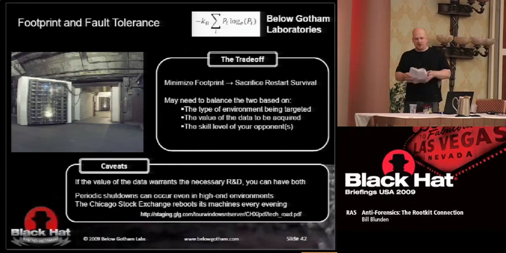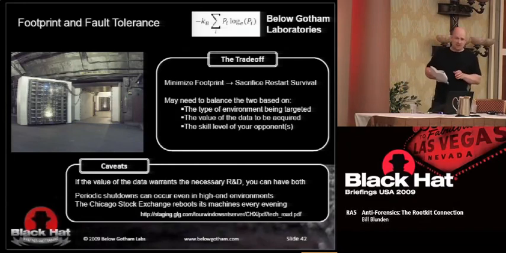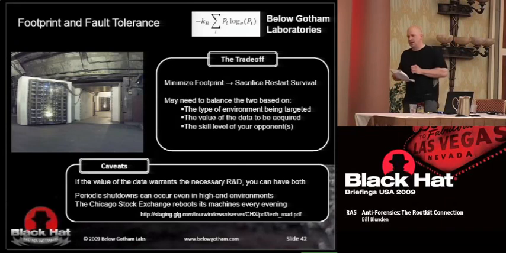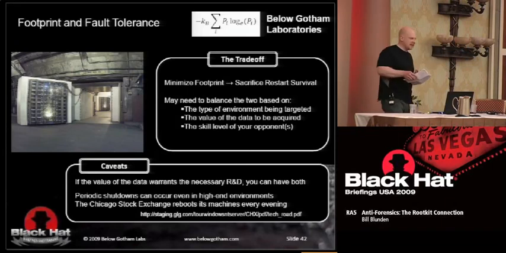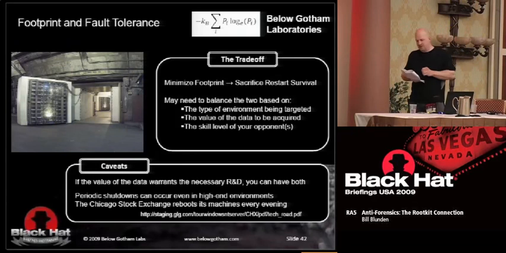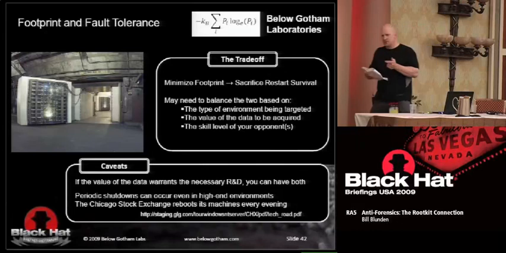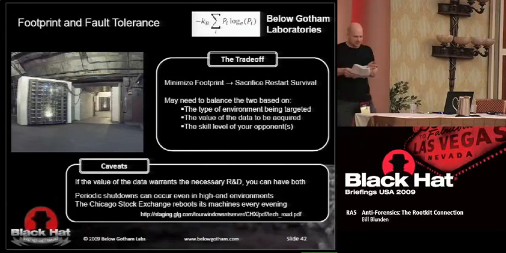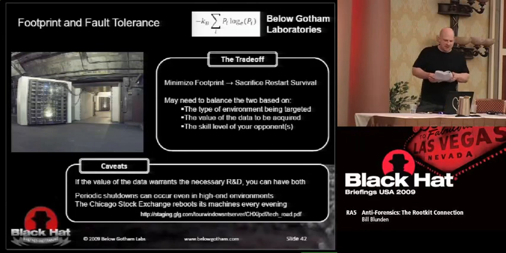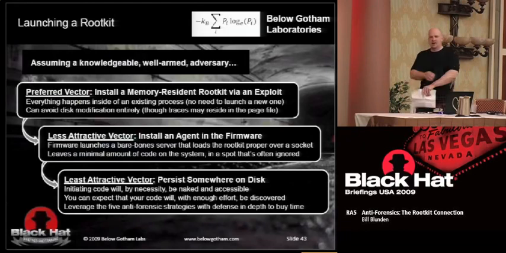So, if you have the money and the resources, you might be able to solve that problem and have the best of both worlds. But even rootkit designers have a budget, just like the investigator. And so oftentimes you have to make compromises. So you end up having to err on one side or the other. If you remember, I talked about this at the beginning. You have to strike a balance, and it's all based on the environment you're targeting with your rootkit, the value of the data that you're seeking, and the type of person that you're up against, right? So we assumed in the beginning that we were going up against a knowledgeable, well-armed adversary.